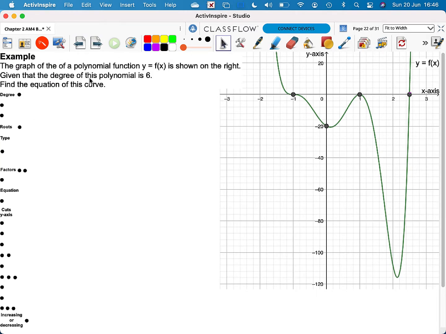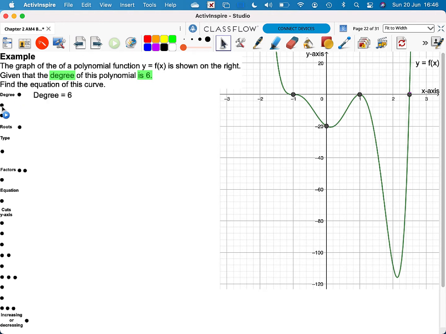So here we are, the same example again, and we're now going to go through the problem. The graph of a polynomial function is shown on the right. Given that the degree of this polynomial is 6, find the equation of this curve. Now, the important thing is we've been told the degree is 6.